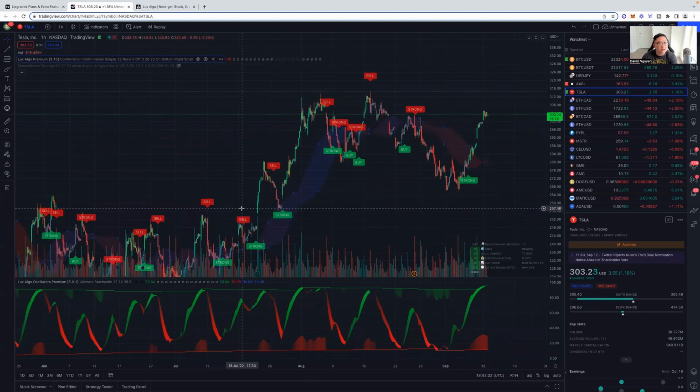I have the LuxAlgo Premium kit on, and then I have the Oscillator Premium, which is a little bit different. This is kind of a color-based movement, whether we're bearish, which is red, or bullish, which is green. Okay, so whatever trading style you like to look at, whatever's easier for you, utilize that. But I usually typically have both of these on, or just utilize the standard one here.